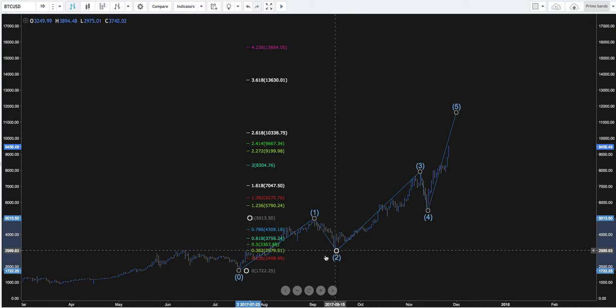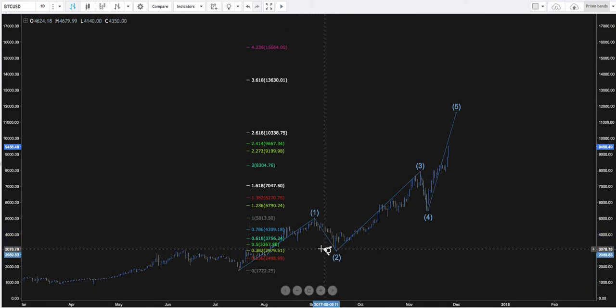Then where did it retrace to? So you're looking to see if this validates, right? This hits on a Fibonacci level. So this comes right back down to a .382 retracement. That tells me that's pretty standard.